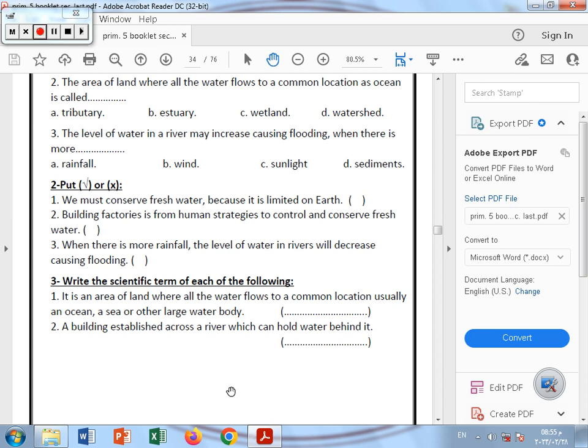Number 2, building factories is one of the human strategies to control and conserve fresh water. That's wrong. To control the fresh water, we have to build dams, not factories.